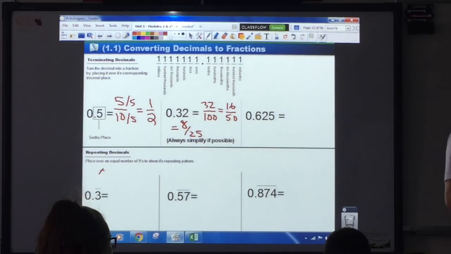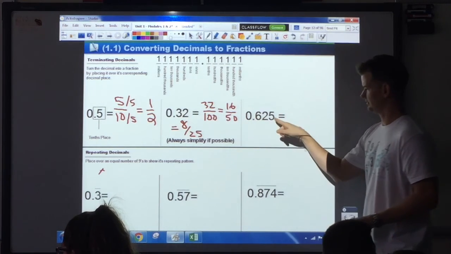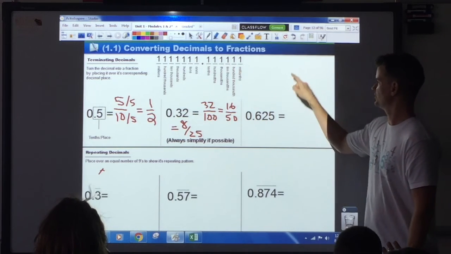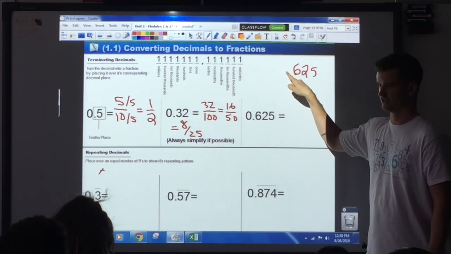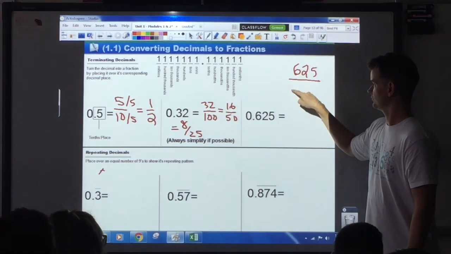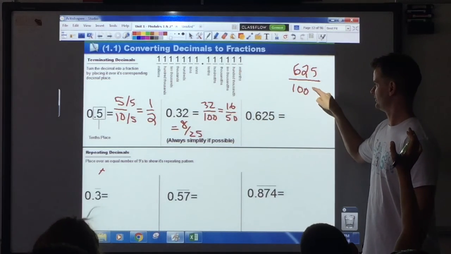All right. And then the last one here. Last number in the decimal, what place is that? Thousands. Tenths, hundreds, thousands. So you take 625 and you put it over, remember, there's no decimal here, just 625. You put it over the thousands place, right? 1,000.